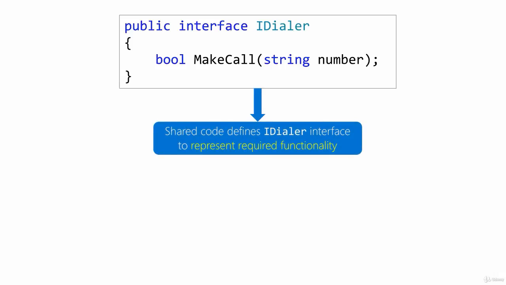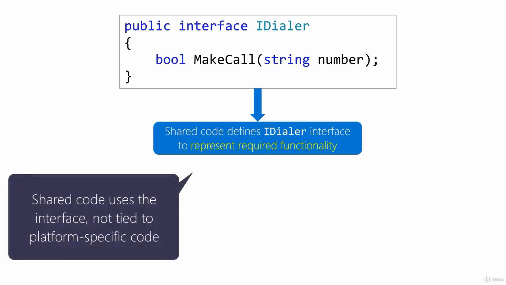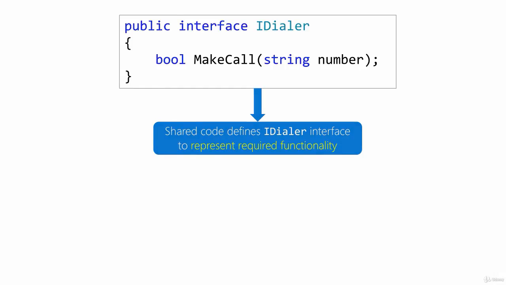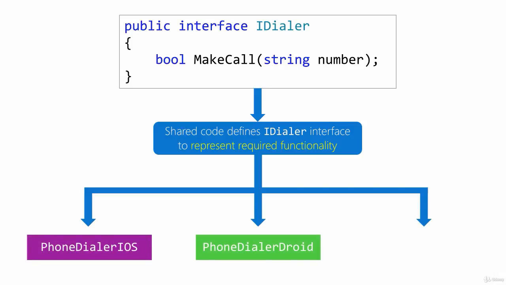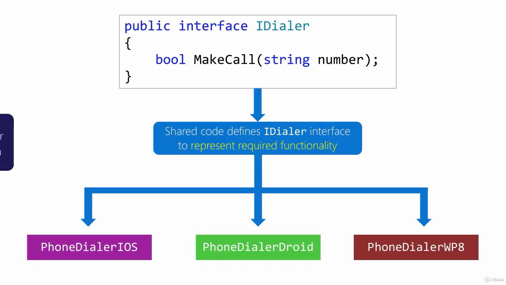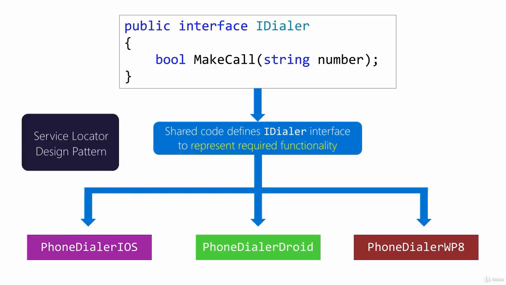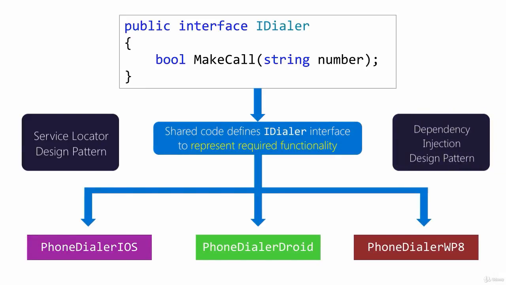Our shared code will always use the interface, which means it is not directly tied to the implementation or platform-specific code. Platform projects implement the shared dialer interface using the platform-specific APIs to locate the implementation. We can use a variety of techniques to do this. Often, it is either a variation of the service locator design pattern or the dependency injection design pattern. It really doesn't matter how you bind to the implementation. The key thing is the separation being used here.